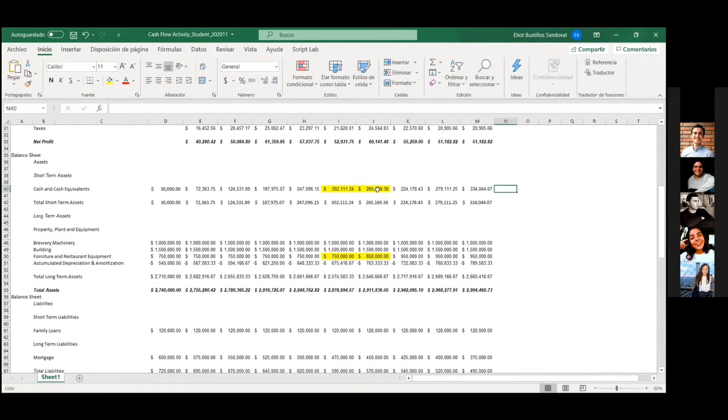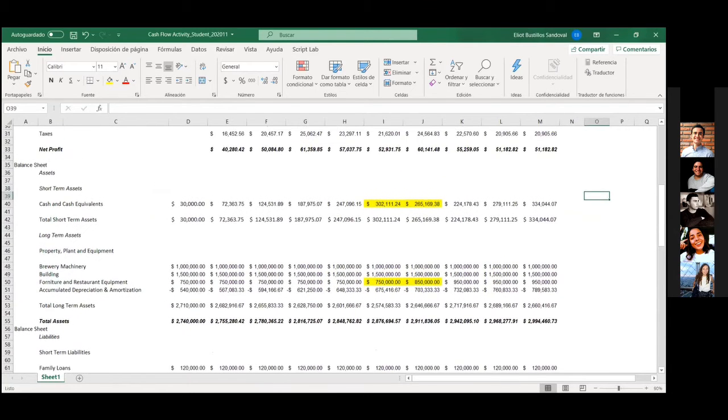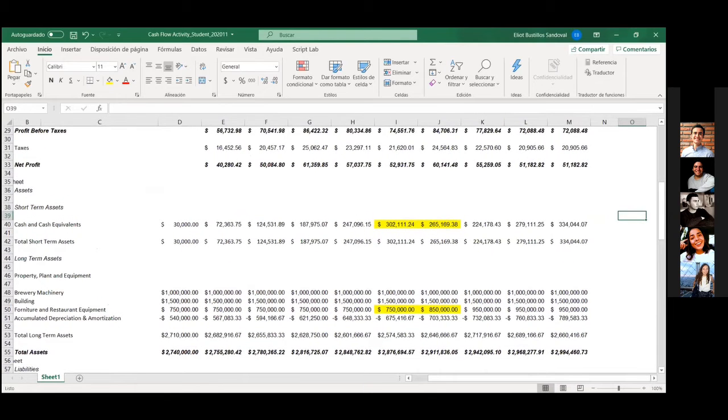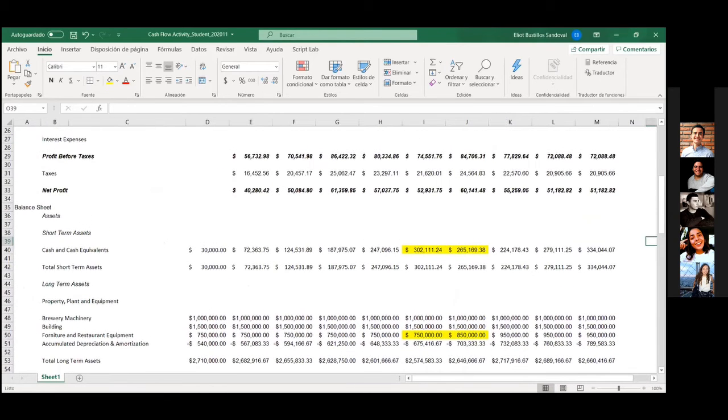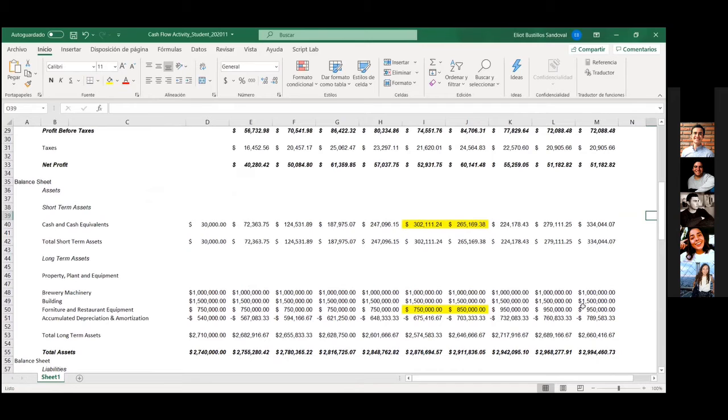You see the 279 and 334. So we can assume that the difference on cash doesn't come from operating because operation remains the same. It should come from somewhere else. So my logic tells me it comes from investment on assets. And then I go to the asset account and I am seeing that there is an increment on assets in those months.